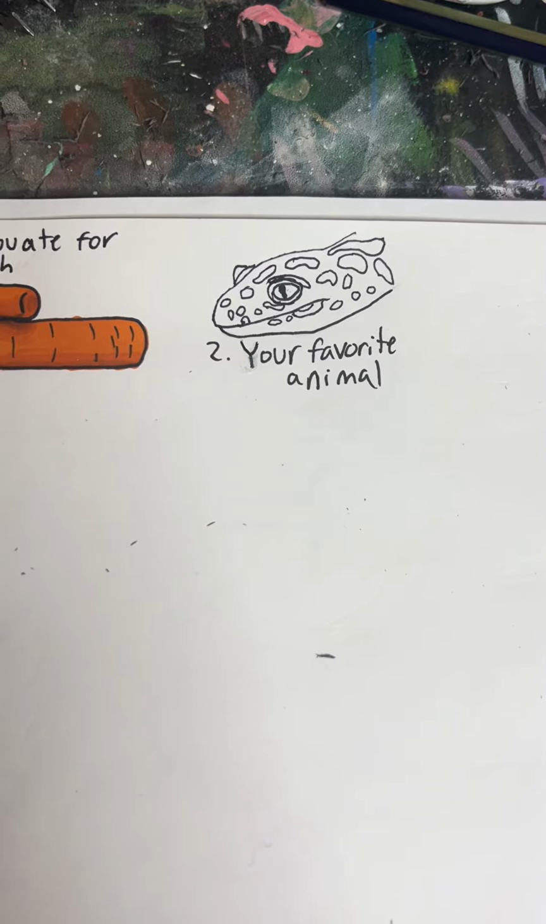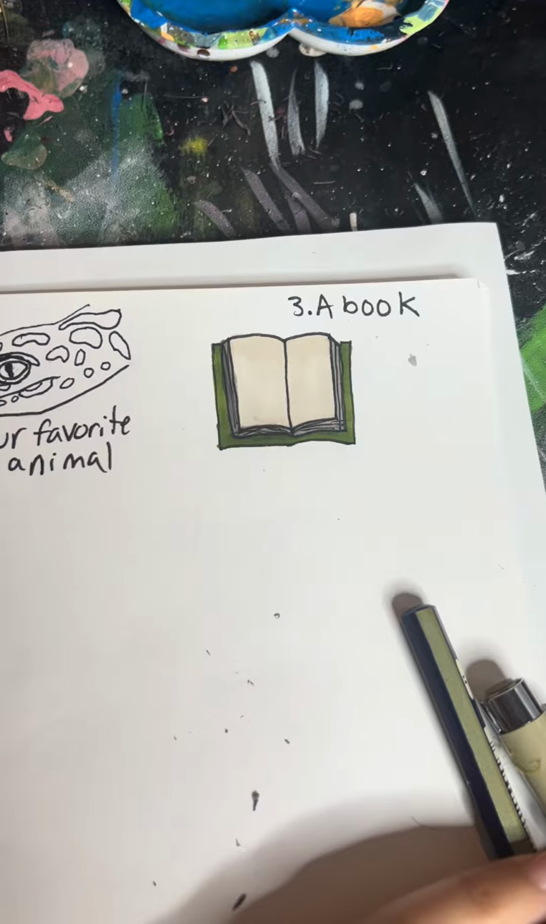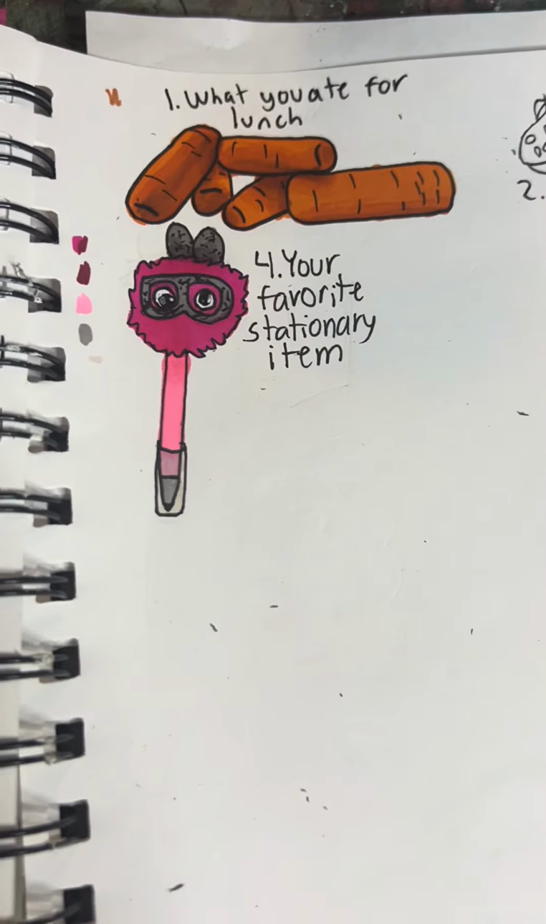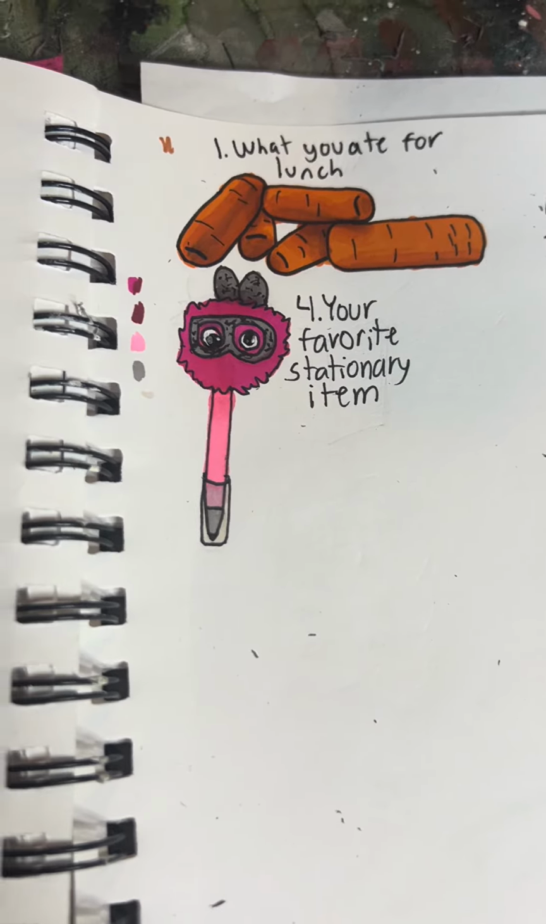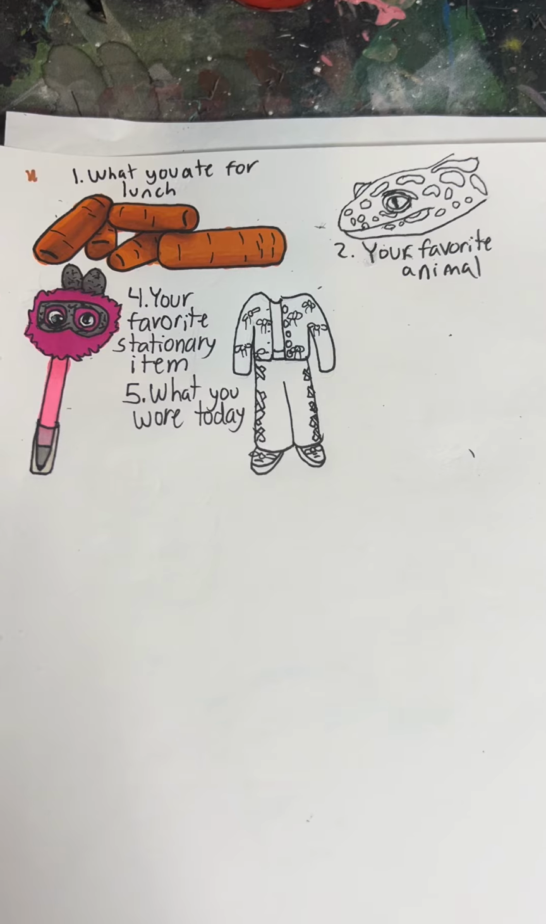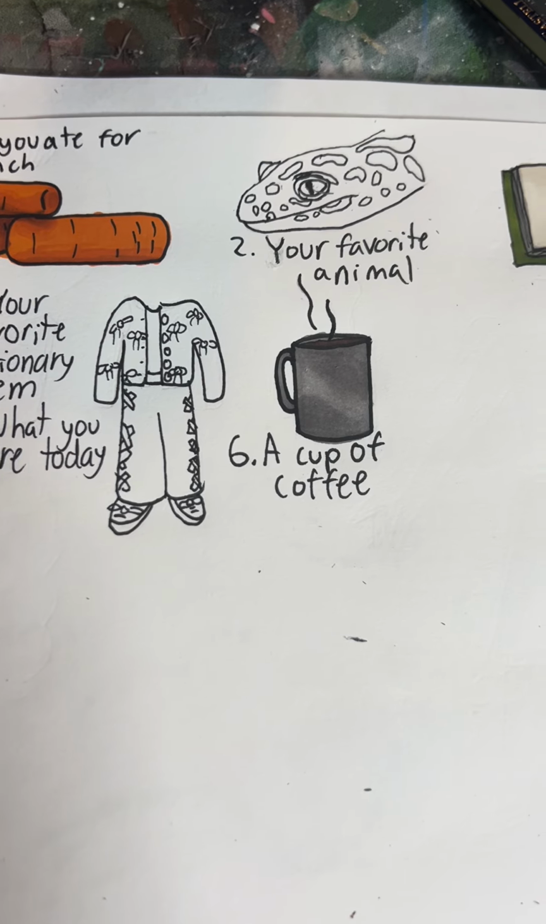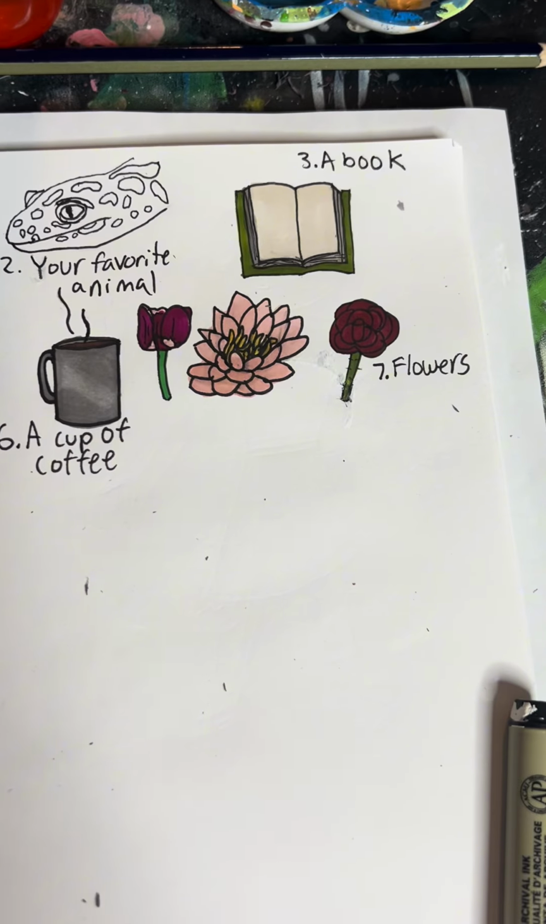The day 2 prompt was your favorite animal, so I drew a leopard gecko. The day 3 prompt was a book, so I drew that. The 4th prompt was your favorite stationery item, so I drew this silly pen. The next prompt was what I wore today. I wore like this sweater with jeans with ribbons. Anyway, the next prompt was a cup of coffee, so I drew that.